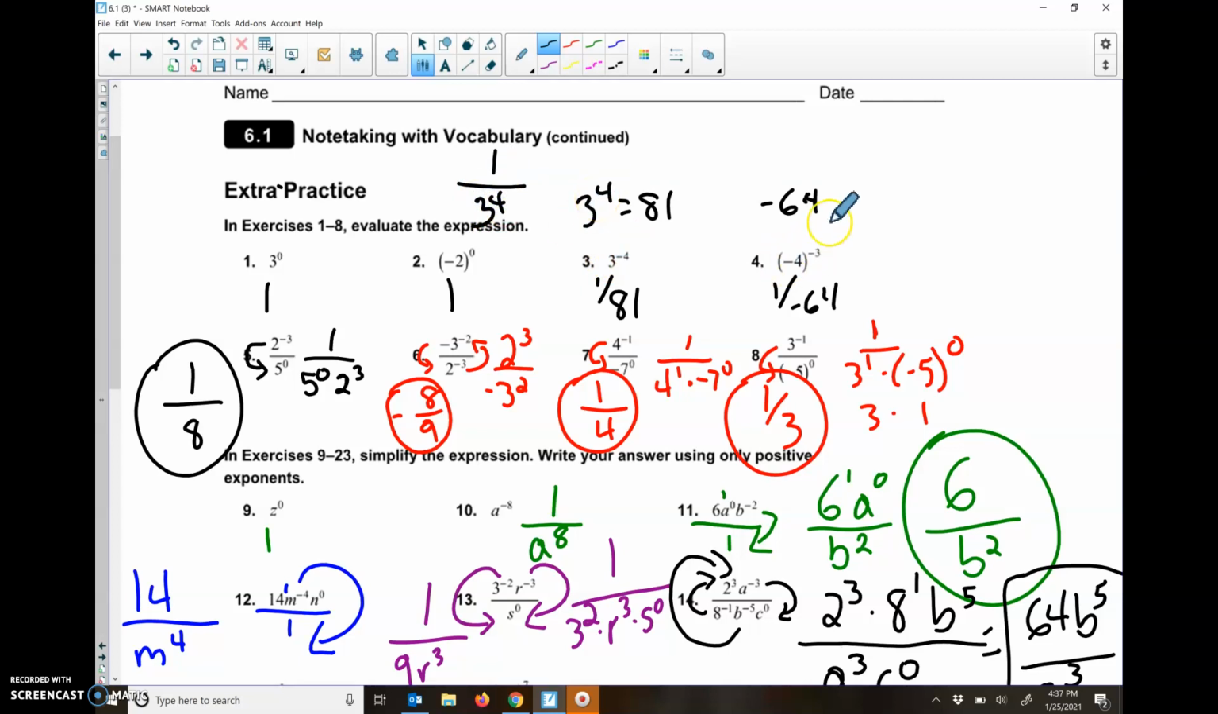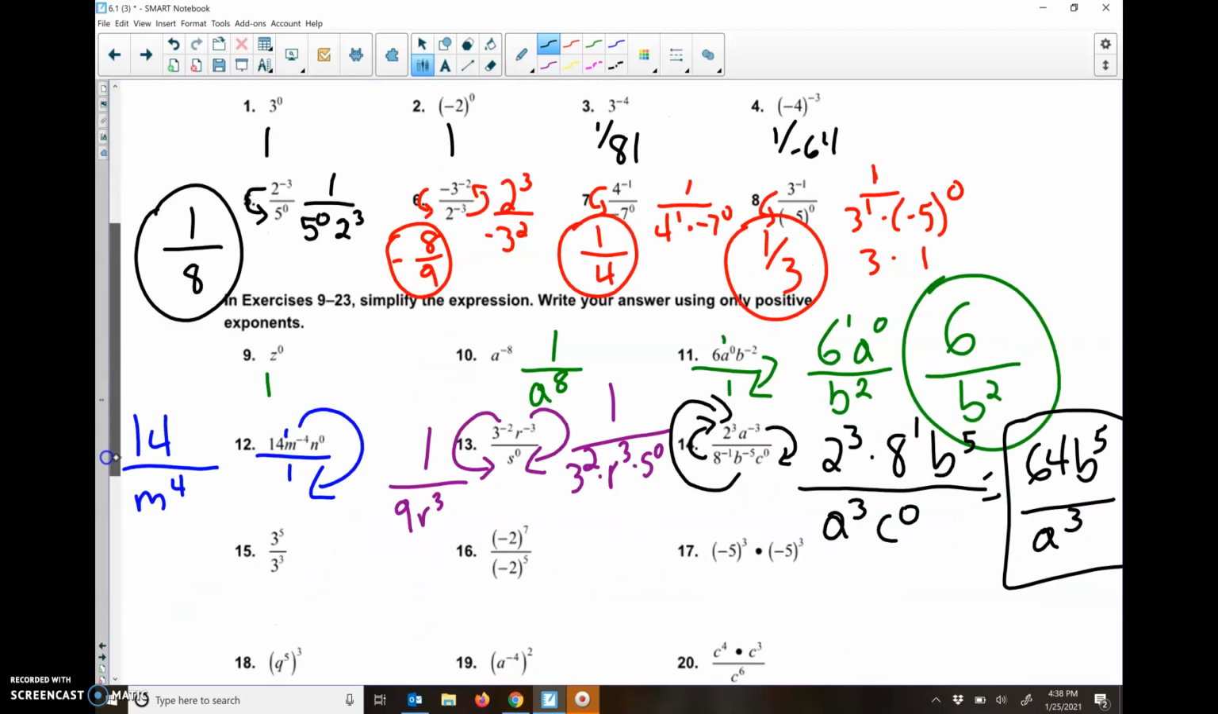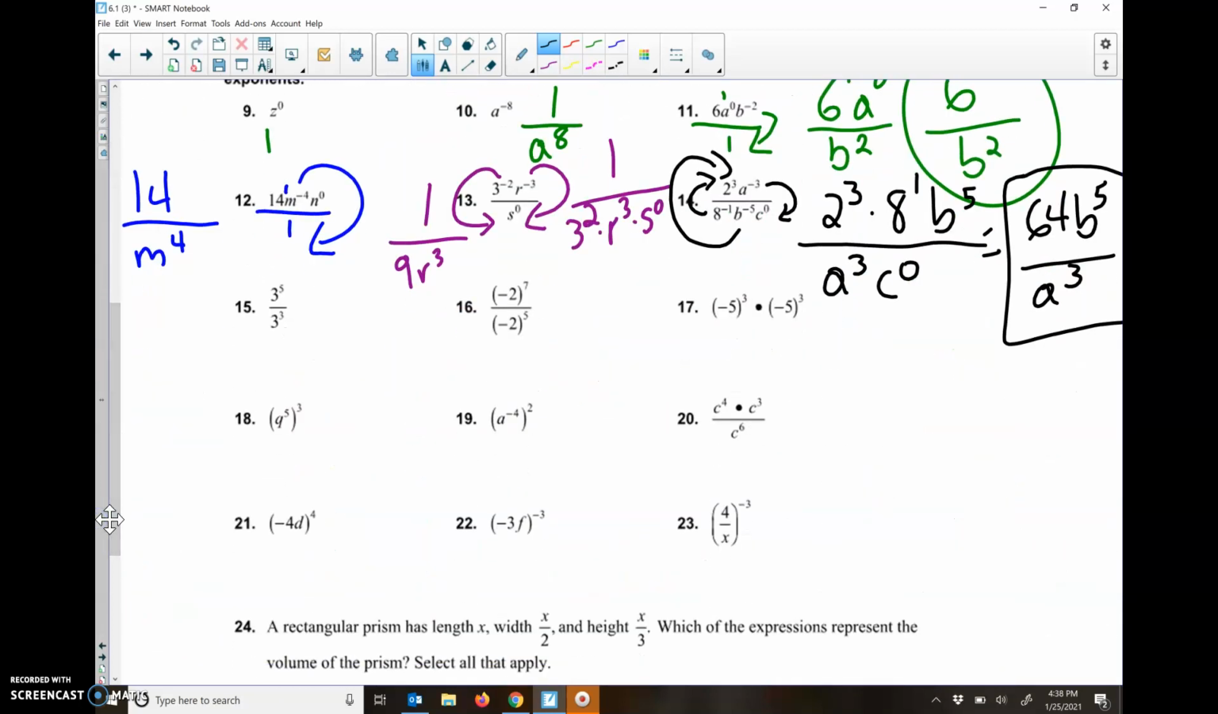Or any of these other ones. Negative 4 to the negative third power becomes 1 over 4 to the third power. So we're just flipping it around. So it either goes from the numerator to the denominator or the denominator to the numerator. Okay. The rest of these shouldn't be too bad.